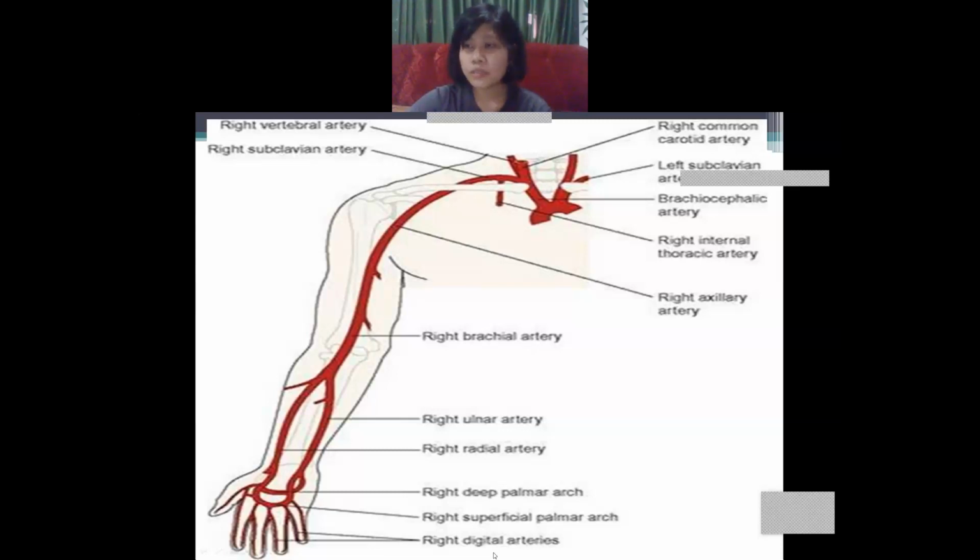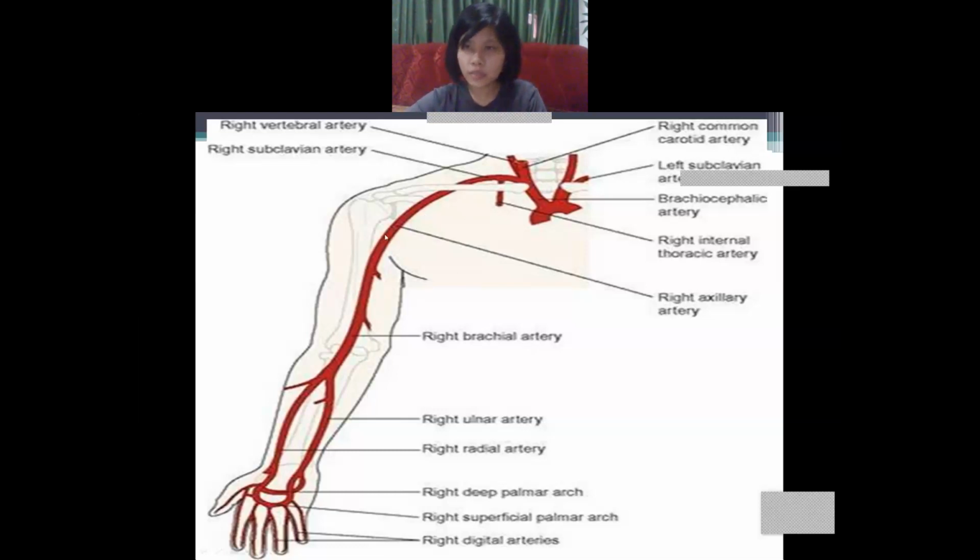Okay, next, the vertebral artery. In the vertebral artery, the blood passes upwards, to your brain side. That is the vertebral artery. Then the internal thoracic artery, it supplies blood where? In your thorax, in your thoracic cavity, means in your chest portion, right? In your chest portion, the blood is supplied here.